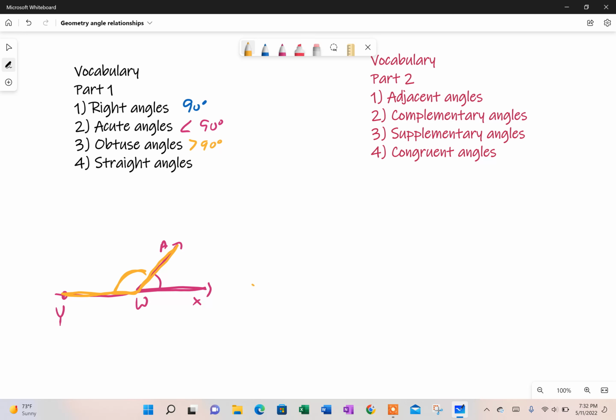Now, if I just had the angle YWX, technically it's 90 degrees and 90 degrees, but if we get rid of those two things right there, you end up with 180 degrees. So a straight angle has a measure of 180 degrees. So those are the four types of angles when we talk about their measurements.